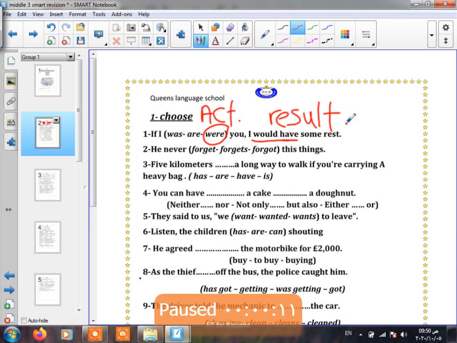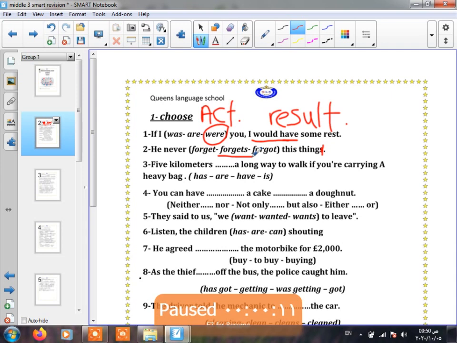Okay? So number 2, he never dots this thing. So he never forgets this thing. This sentence is in the present simple, so I have to choose this verb, forgets, which ends with S. Because if you still remember, we have to put S, ES, or IES on the verb in the present simple if the subject is he or she or it.